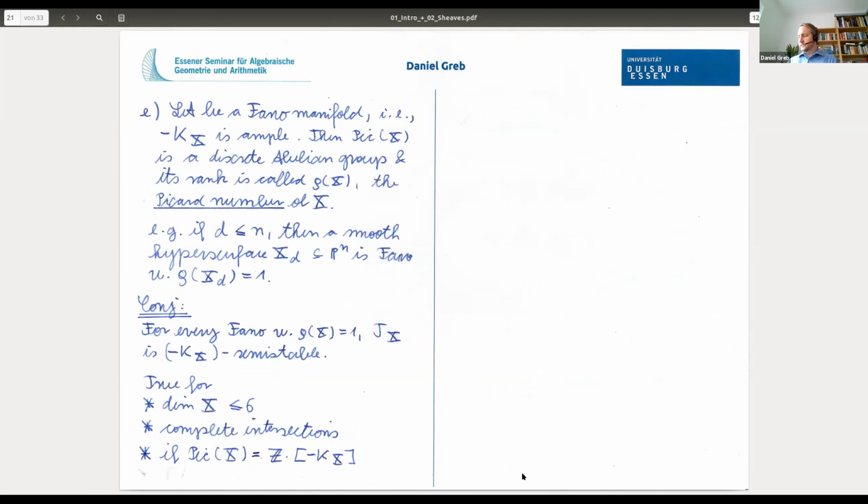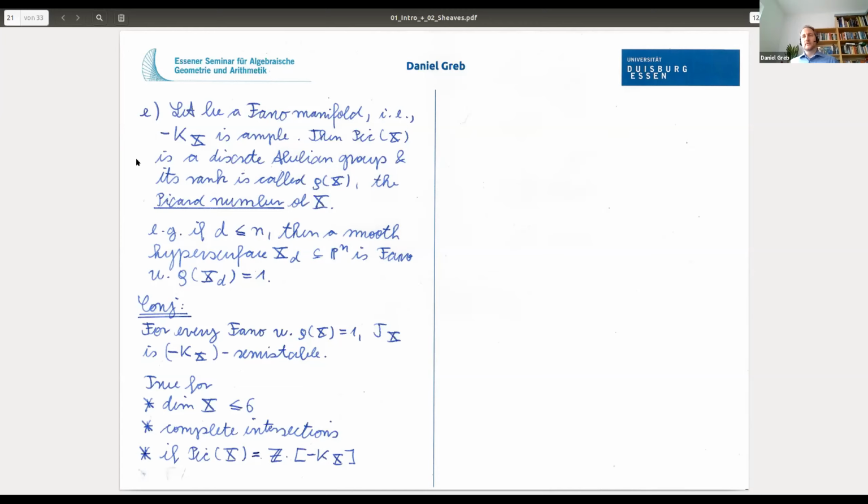In the search for other examples, we come to the world of Fano manifolds, which was already mentioned by Henri, and it also appeared in the discussion at the end of Henri's talk, namely, what is the meaning of stability for the tangent bundle for Fano manifolds? We call a Fano manifold a projective manifold for which the anti-canonical divisor minus K_X is ample. Then, because of Kodaira vanishing, the Picard group is a discrete abelian group, and so it has a rank. This is the rank of the free part, which we call the Picard number. One interesting class of Fano manifolds is those where this Picard number is 1.